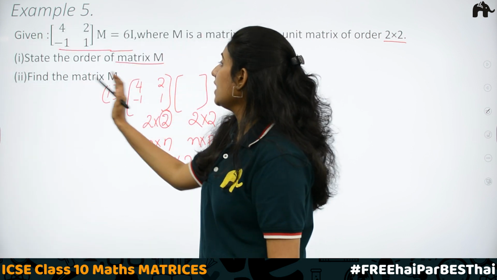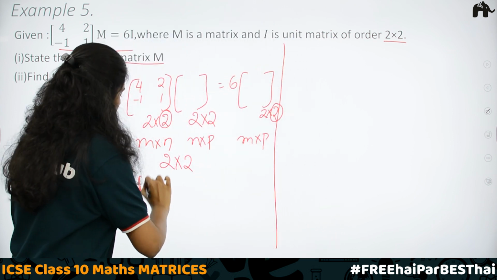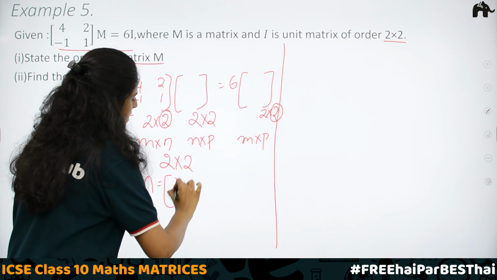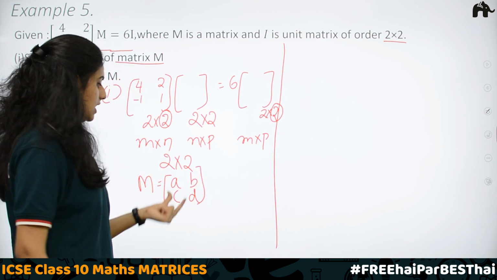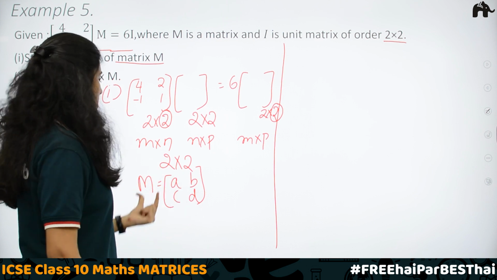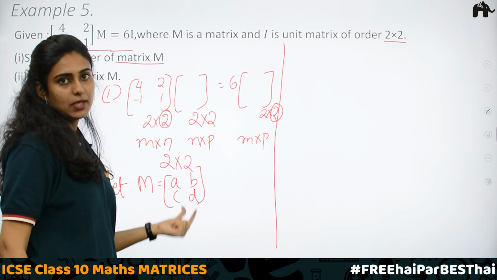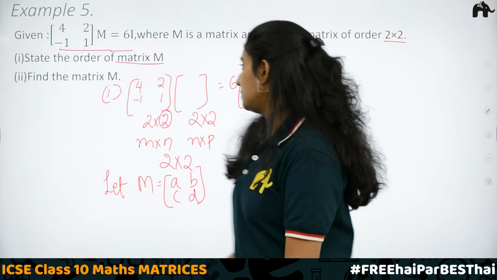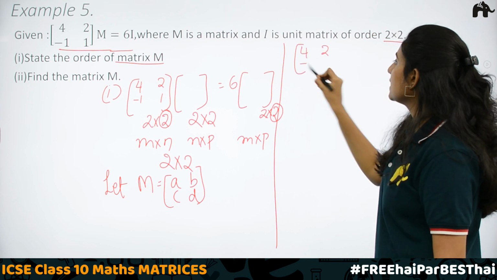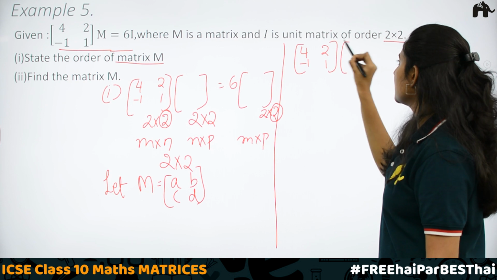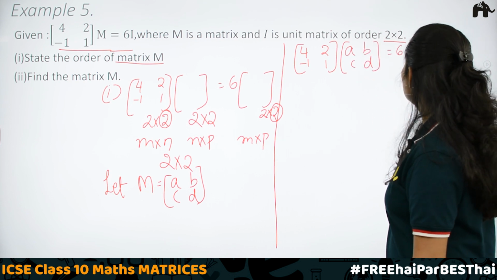Now, the second part, we have to find the matrix M. Let us consider a matrix M with elements with some variables A, B, C, D. We are going to find the values of this A, B, C, D. Then we can get the matrix M. Let matrix M be [A, B; C, D]. Now we will perform the multiplication. Here we have the first matrix [4, 2; -1, 1] into matrix M, [A, B; C, D], is equal to 6 into the identity matrix.